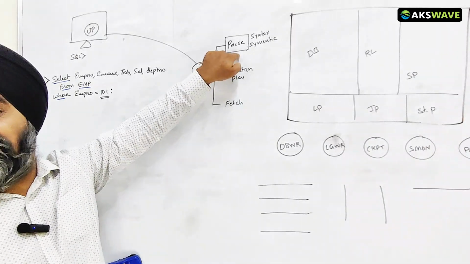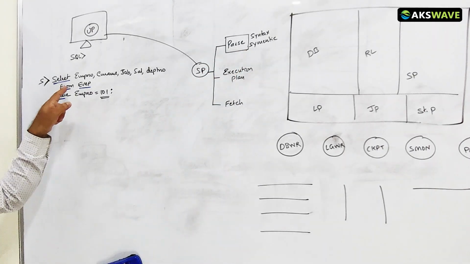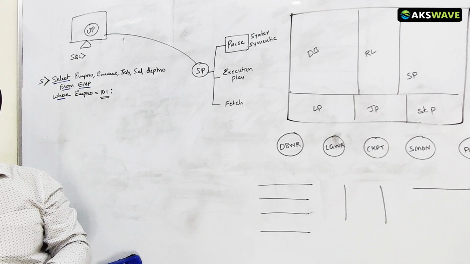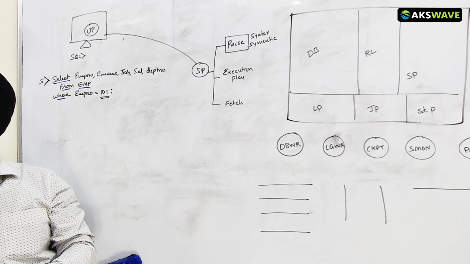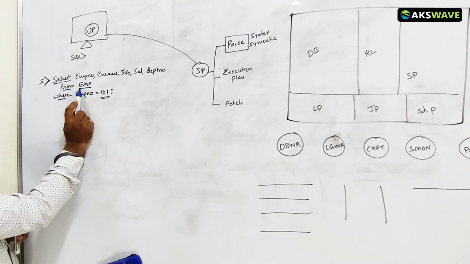In which stage? Parsing stage, the semantic checks. It will check the table. Do we have a table or not? If not, throw the error to you. Got it? Okay, next. Not only table, if it finds there is a table with the name called EMP.